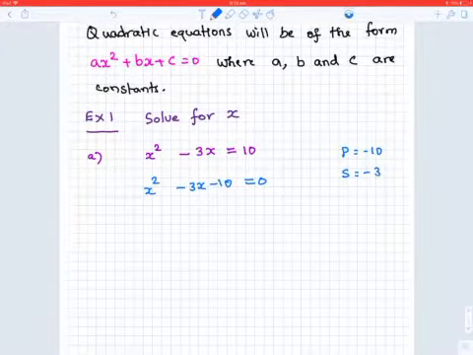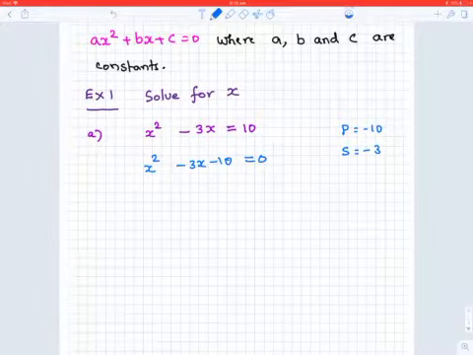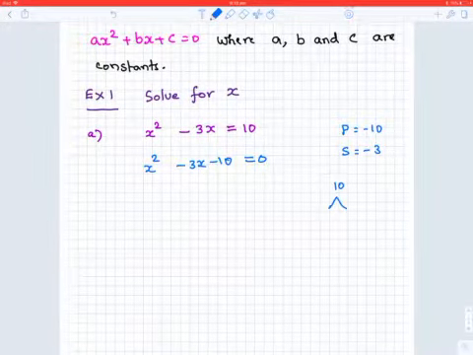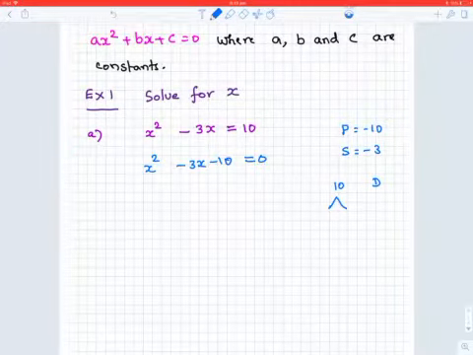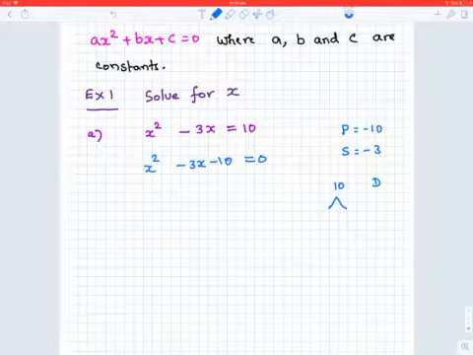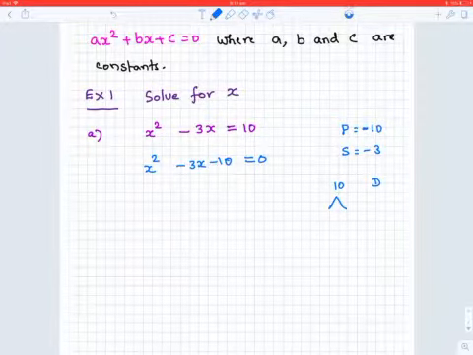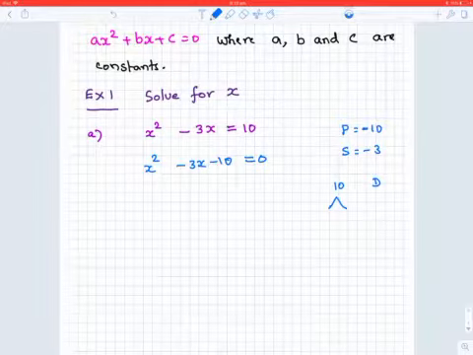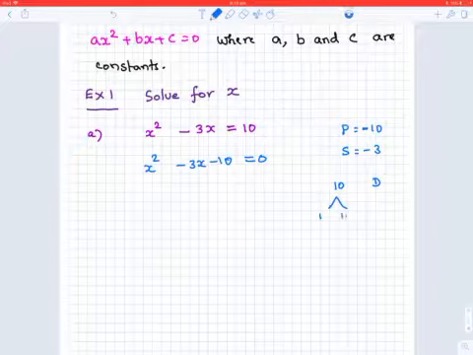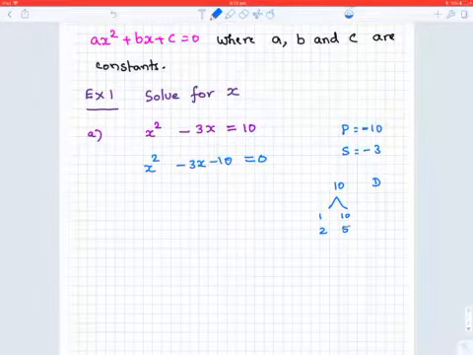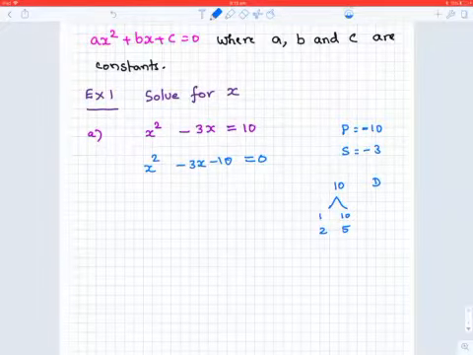So now we have to factorize first. We have to consider x squared minus 3x minus 10. When you look at the product, which is minus 10, and your sum is minus 3, whenever the product is minus 10, you have to find factors of 10 and the difference has to be 3. Ignore the negative. Whenever you see the negative sign, find two numbers that multiply to give you 10 and have a difference of 3.